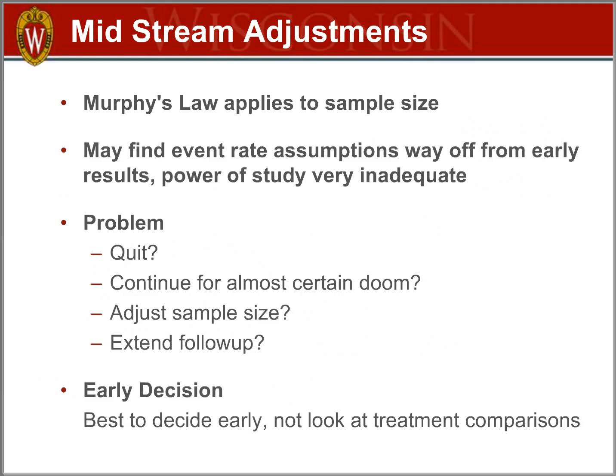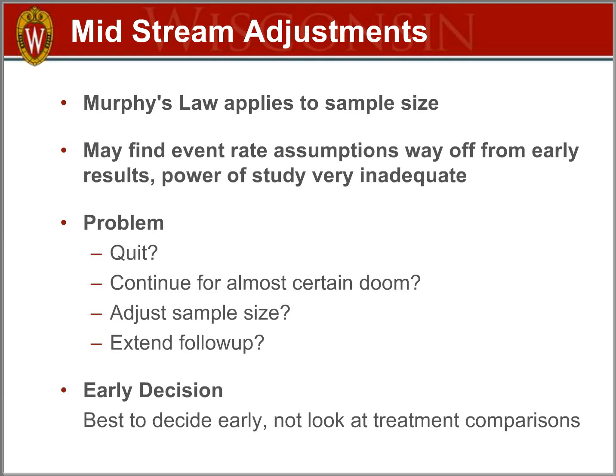Now, there's lots of discussion these days about adaptive designs, or what you might think of as midstream adjustments. As I said, Murphy's law applies to sample size. Even the best assumptions will not be exact. And you may find yourself in a situation where the assumptions are way off from the early results and the power will be inadequate. What do you do in such a situation? Do you just quit? Say, well, that didn't work out?